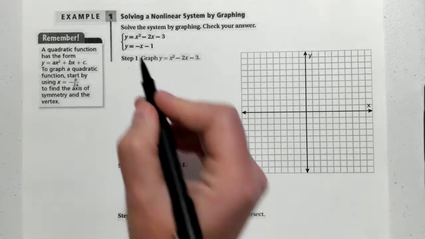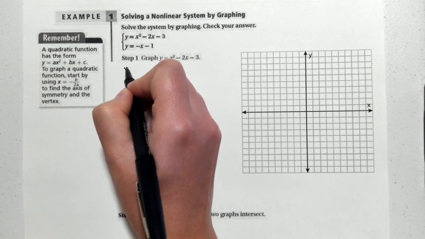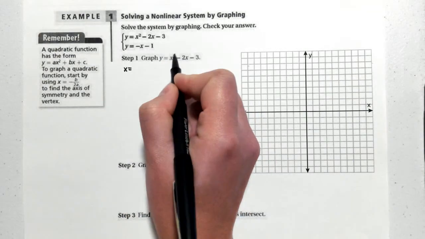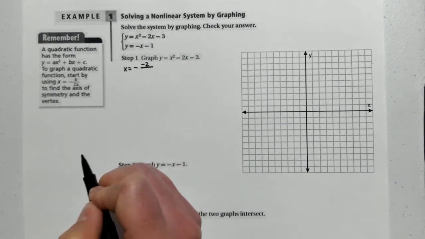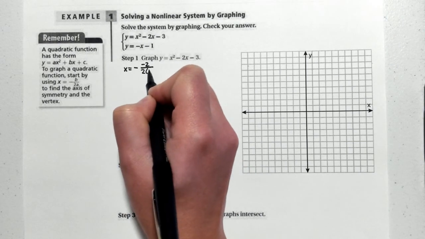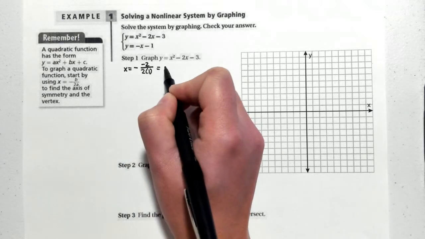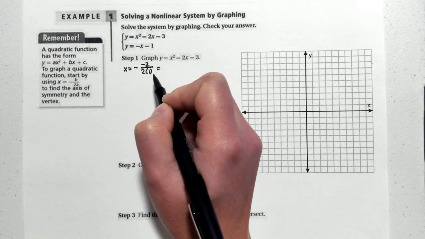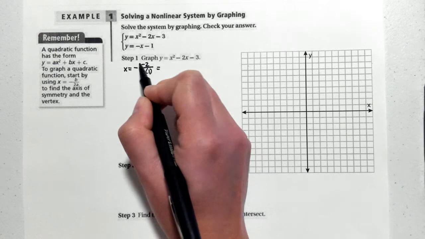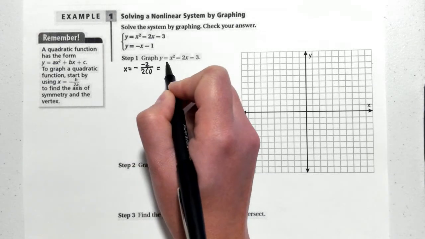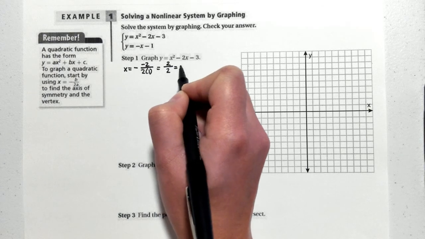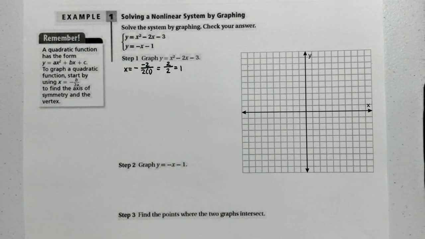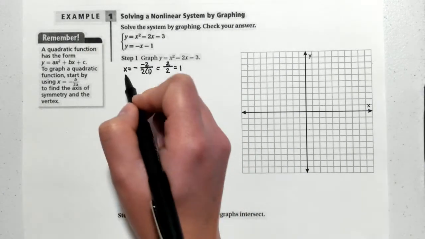So here, x equals negative b, so negative and then negative 2, over 2 times a, so 2 times 1. So x equals negative times negative 2 will give me a positive 2. 2 times 1 is 2. So x equals 1. And then to get our vertex, we would substitute 1 in.